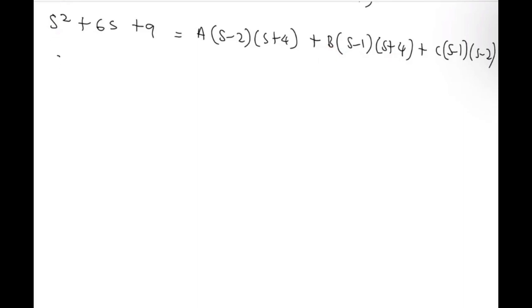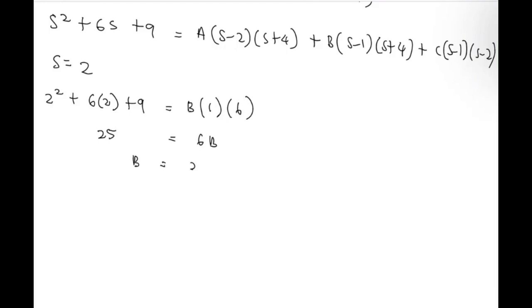So let's do that. Let's take s equal to 2. For the left-hand side, we have 2 squared plus 6 times 2 plus 9, so 4 plus 12 plus 9, which is 25. On the right-hand side, A and C terms become 0, so we have B times (2 minus 1), which is 1, times (2 plus 4), which is 6. So 6B. That means B equals 25 over 6.